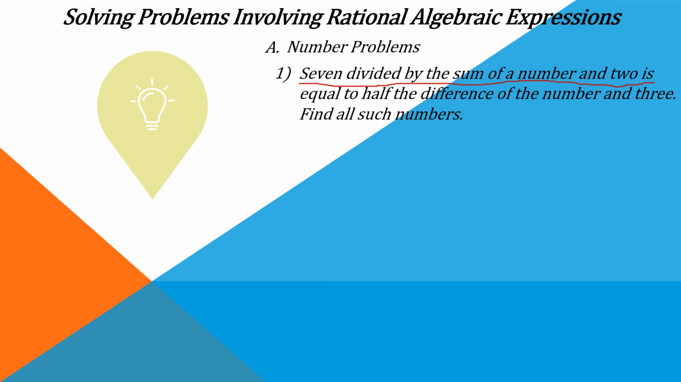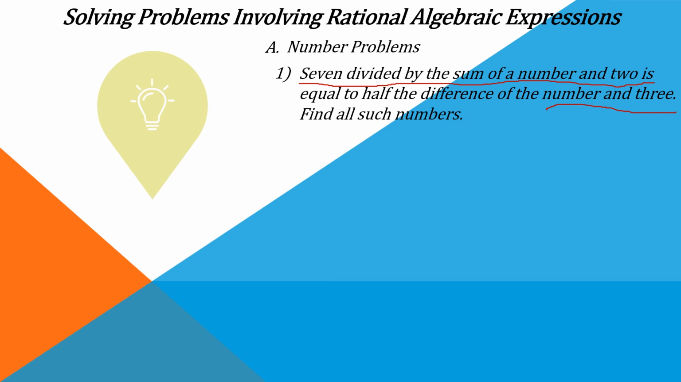divided, it means it is division, and then sum of a number and 2, it means it is addition, and is equal to half the difference of the number and 3. Difference of the number and 3, it means subtraction, and half it means fraction. Find all such numbers.